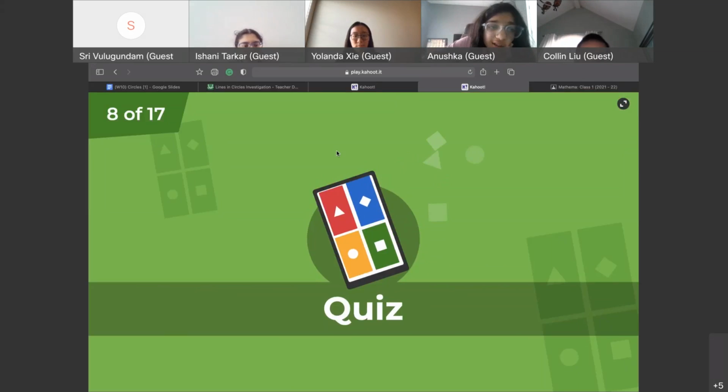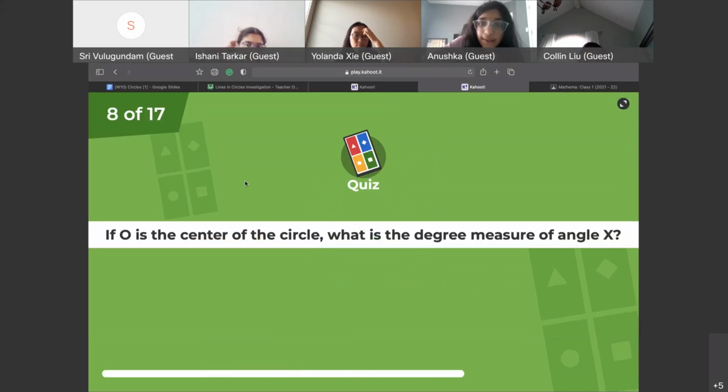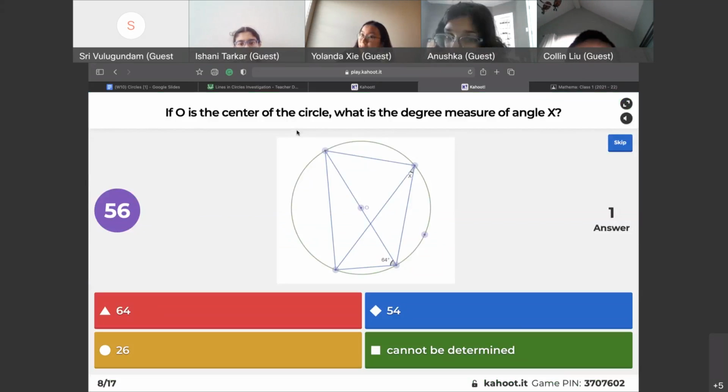I think you guys should make the Kahoot times longer next time. What was this? What's this? If O is in the center of the circle, what is the degree measure of angle X?